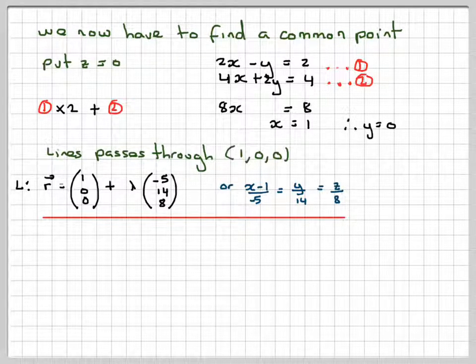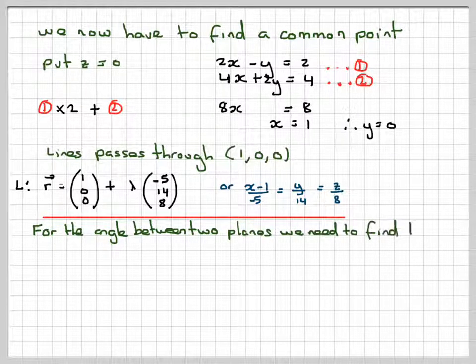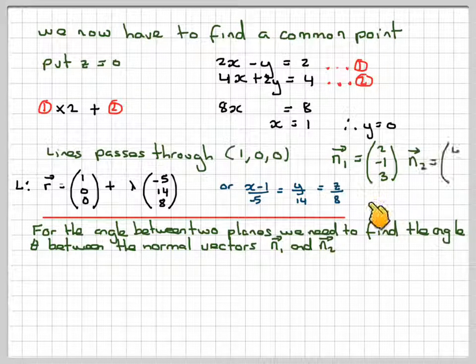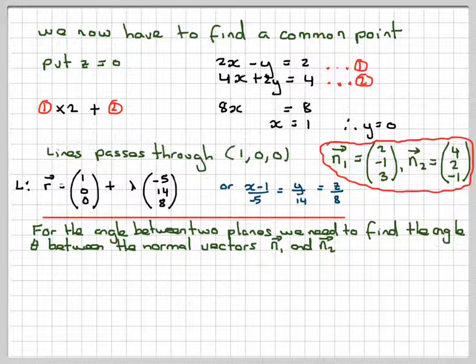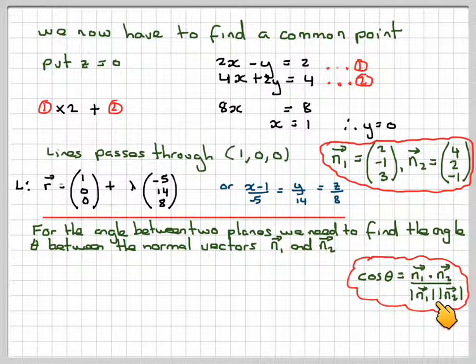In order to find the angle between the planes, you need to find the angle between the two normal vectors. To do that, we're going to use the scalar product. So n1 and n2, and then we know that cos theta is going to be n1 dot n2 divided by the magnitude of n1 times the magnitude of n2.